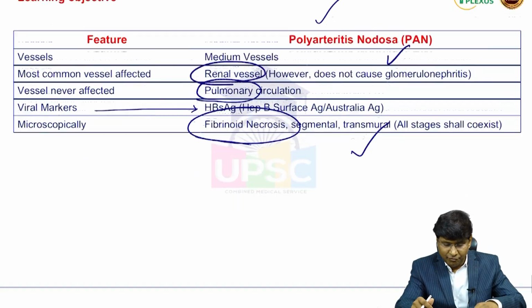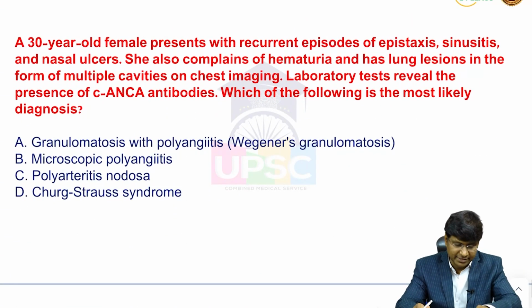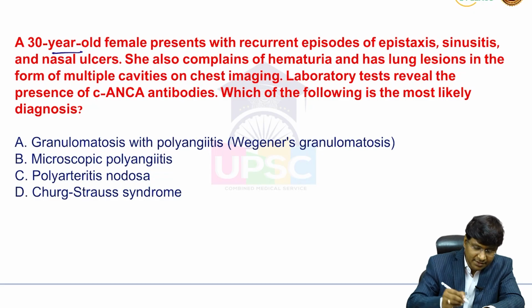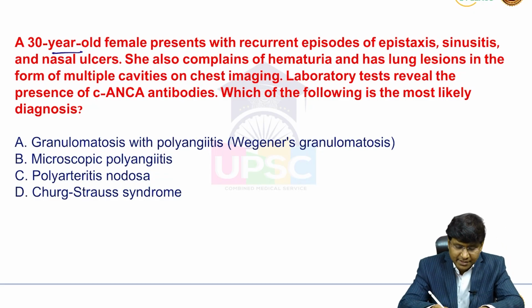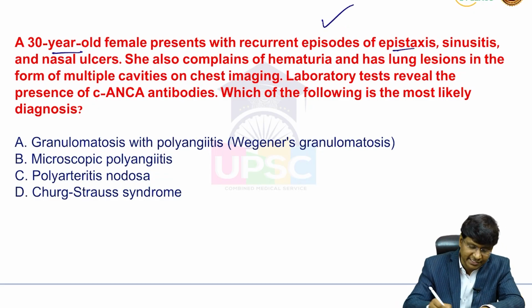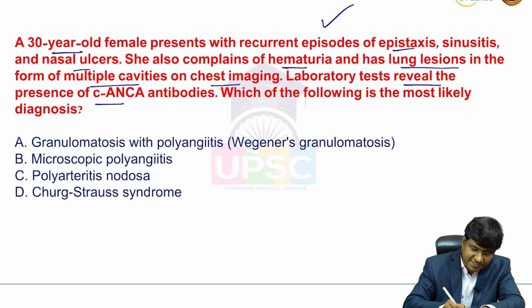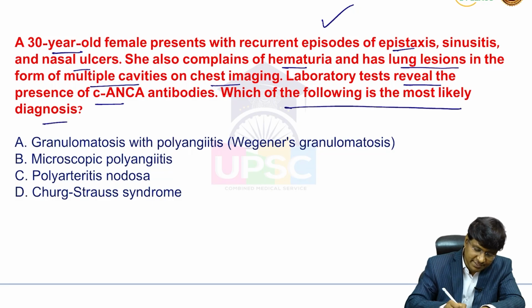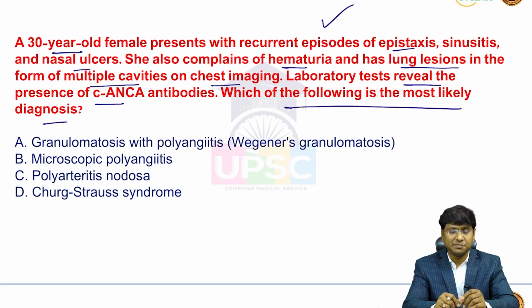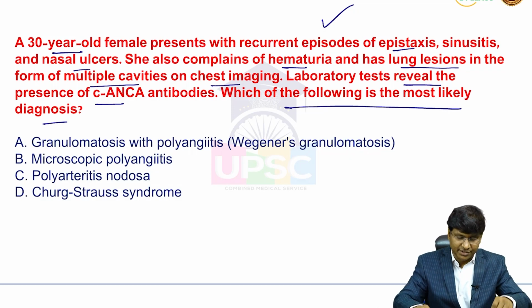Then followed by that, the next important form of vasculitis. A 30-year-old female presents with recurrent episodes of epistaxis, sinusitis and nasal ulcers. She also complains of hematuria and has lung lesions in the form of multiple cavities on chest imaging. Laboratory test reveals the presence of c-ANCA antibodies. Which of the following is the most likely diagnosis? Granulomatosis with polyangiitis, microscopic polyangiitis, polyarteritis nodosa, or Churg-Strauss syndrome.